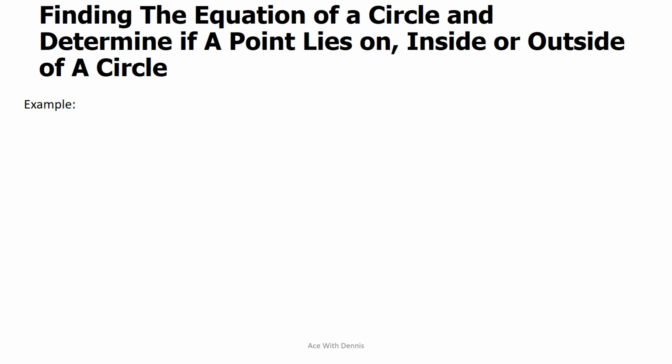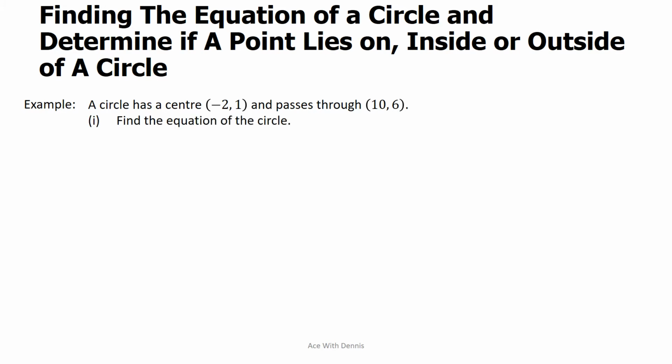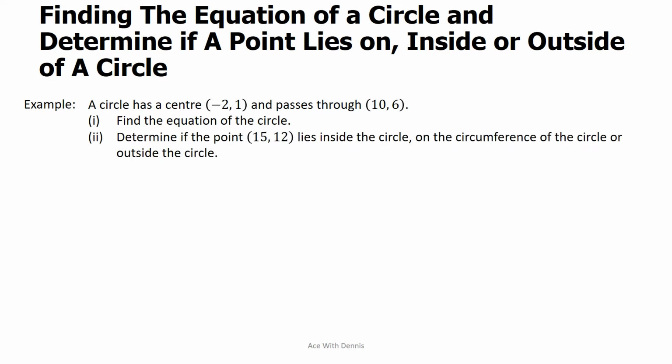Now, let's look at one example to find the equation of a circle and determine if a point lies on, inside, or outside of a circle. A circle has a center with the coordinates of -2, 1, and passes through the point with the coordinates of 10, 6. 1. Find the equation of a circle and determine if the point 15, 12 lies inside the circle, on the circumference of the circle, or outside the circle. Here is the solution.